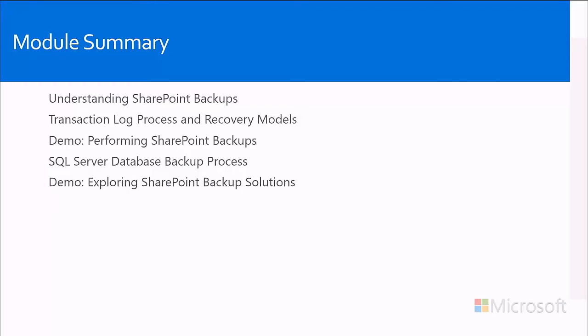So what we have to look at here is the different types of backups, the SharePoint backups that we have available to us. We talked about the different recovery models in the transaction log process. We have to understand the recovery model in production. The answer is not simple. We want to make sure that we're using full recovery models, and we're going to expand on that in the next module. We looked at the SharePoint backup, a few SharePoint backup configuration options, and then we talked about the SQL Server database backup process and what we need to take into consideration.